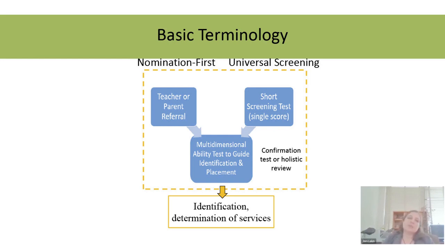Most of the time, once that first step is accomplished, we have something like either a confirmation test or a holistic review of multiple ratings or scores or information about the student. And then finally, that would lead to some kind of identification or determination of services.